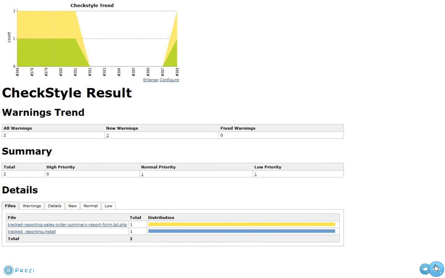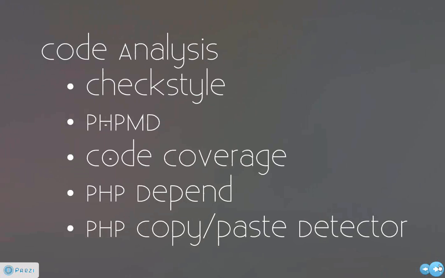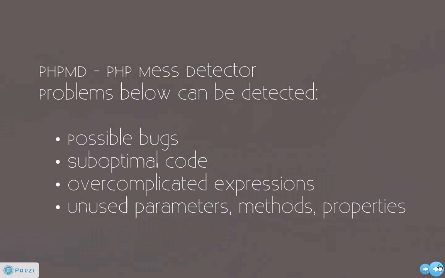Our next tool is PHPMD. What is PHPMD? PHPMD is basically a PHP mess detector. What it does is detect problems in the code, say possibly a bug, suboptimal code, overcomplicated expressions, unused parameters, methods and properties. Basically, whatever mess you create in the code, that is checked. For example, if you have written a for loop which is overcomplicated, PHPMD does the checking for that.